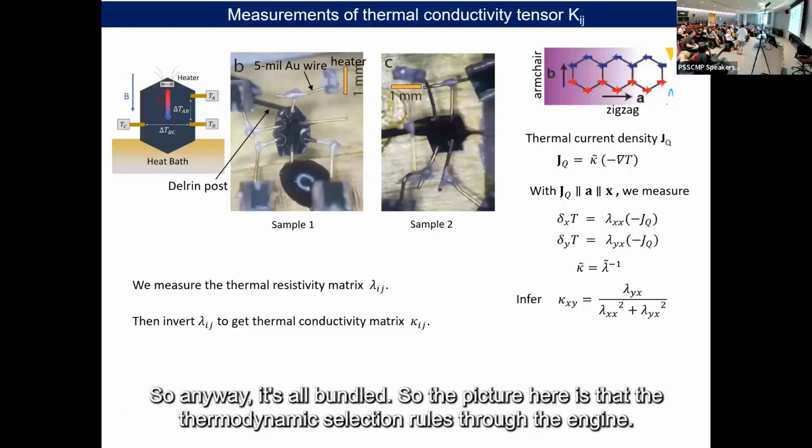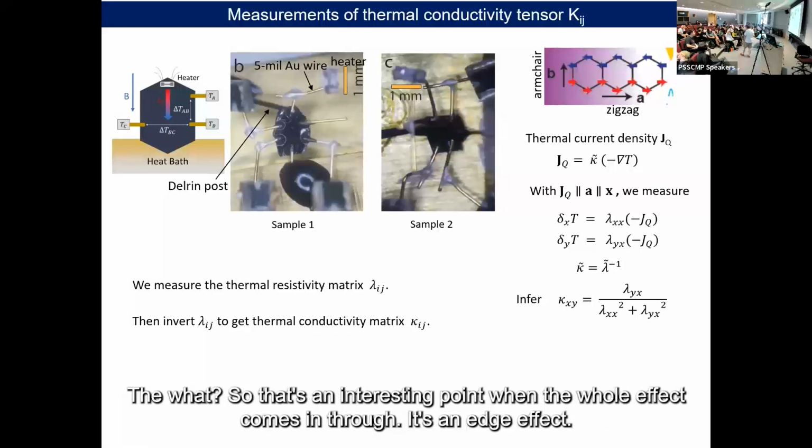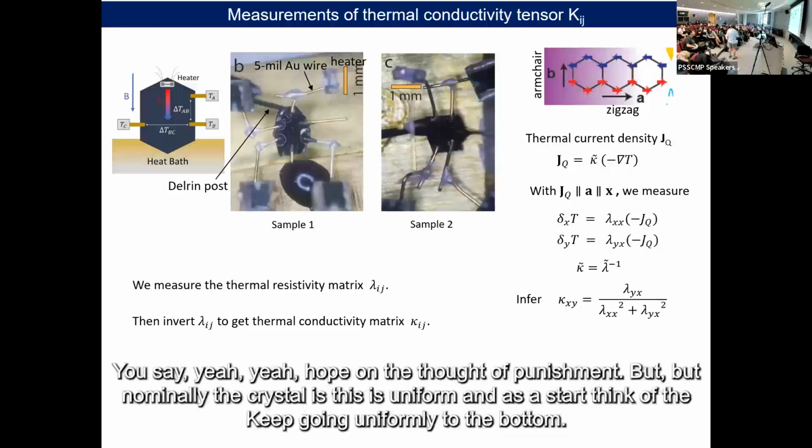So the picture here is that the thermal conduction goes through the bulk or through the edges? The theory? The thermal current goes through the bulk? We think it does, yeah. Not through the edges. It's not current. So that's an interesting point. When the Hall effect comes in, it's an edge effect. Yeah. Hold that thought. I'll come to that. But nominally, the crystal is uniform, and as a start, think of the heat going uniformly through the bottom.